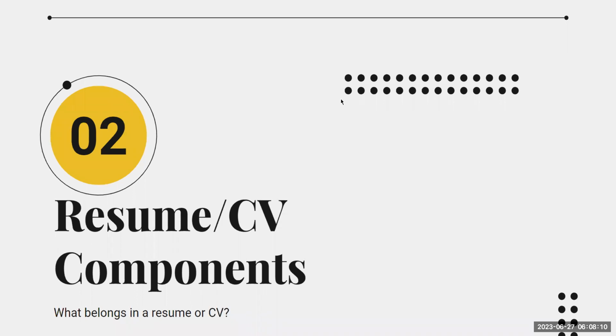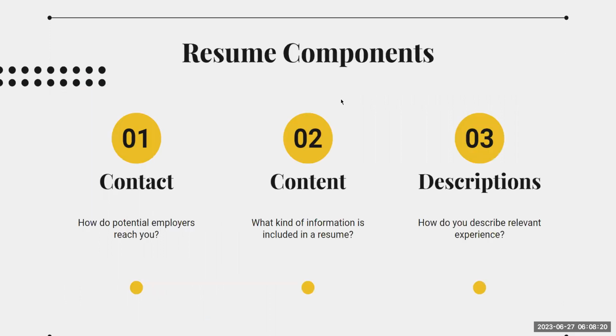Okay, so now I'll be moving on to the second part of the presentation, which is about what actually goes into your resume or your CV. There are three major things that go in a resume or a CV, and that is your contact information, your content, which is going to be the bulk of your resume or your CV, and then descriptions of current or past jobs, experiences, and positions.